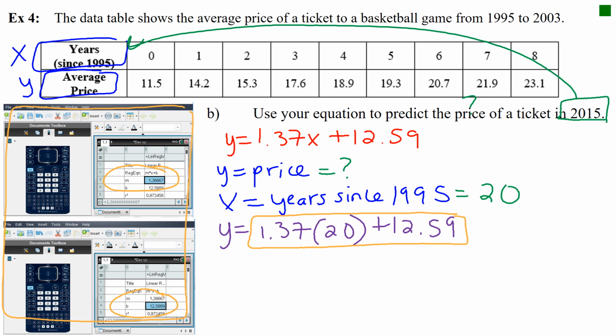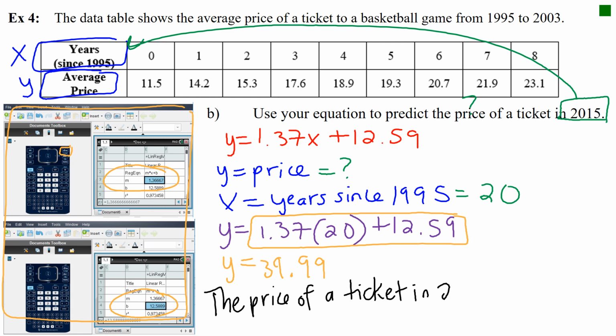Not a big deal. But if you go back home and then you choose calculator, you're just going to type in 1.37 parentheses 20, close it up, plus 12.59, and that should give you the answer of 39.99. Okay. So use your equation to predict the price of a ticket in 2015. The price of a ticket in 2015 is going to be $39.99. Final answer.